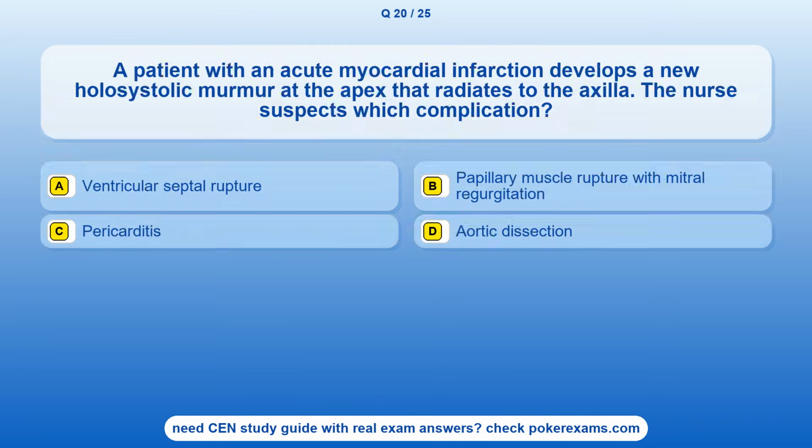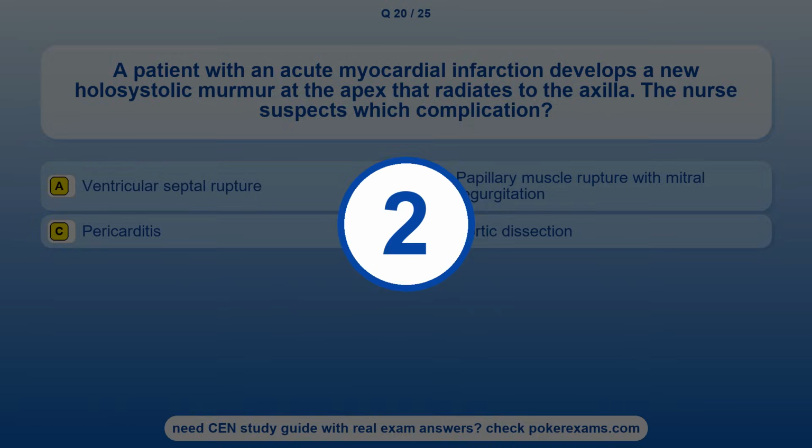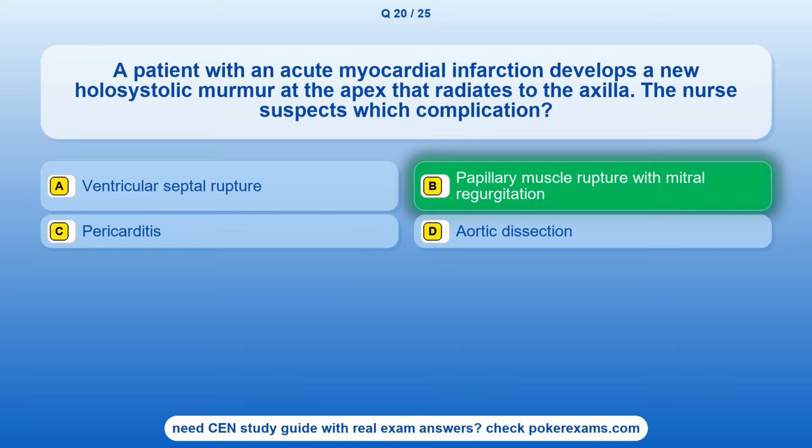Question 20. A patient with an acute myocardial infarction develops a new holosystolic murmur at the apex that radiates to the axilla. The nurse suspects which complication? Option A, a ventricular septal rupture. Option B, papillary muscle rupture with mitral regurgitation. Option C, pericarditis. Option D, aortic dissection. The correct answer is option B, papillary muscle rupture with mitral regurgitation.